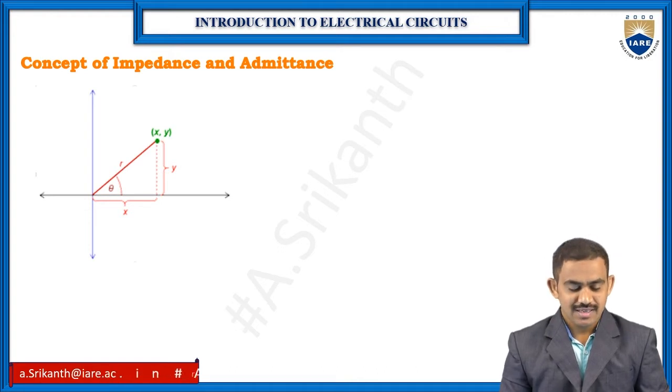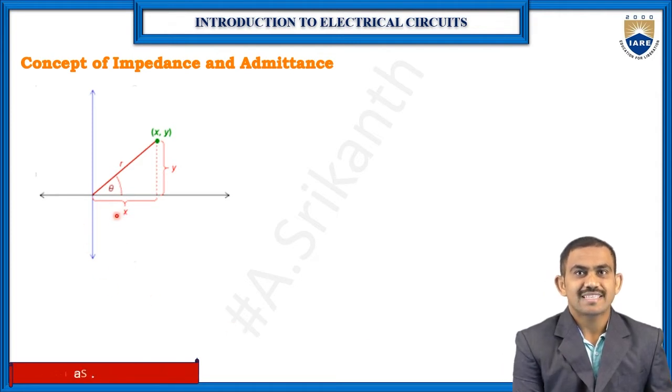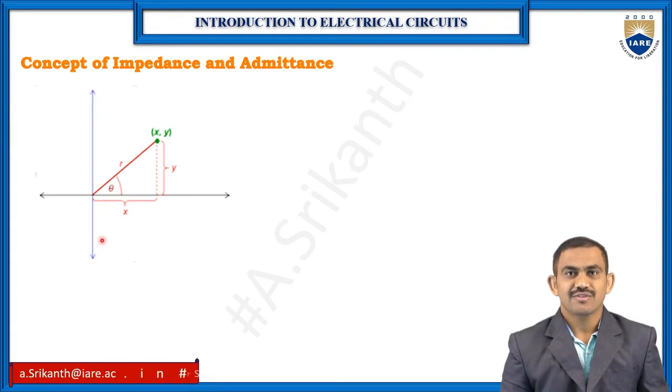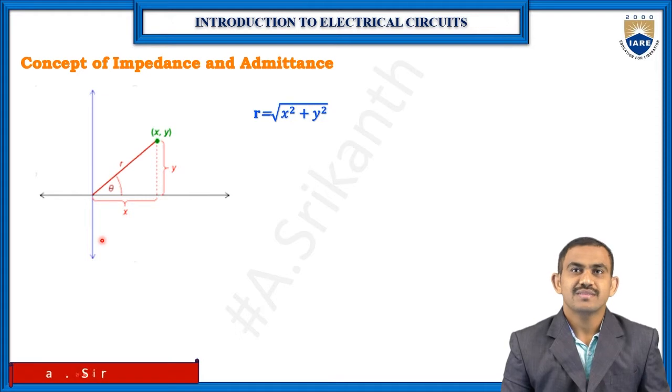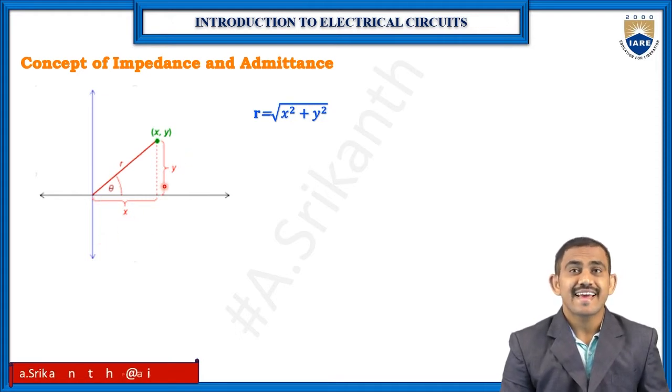Just observe this triangle. From this triangle, can you write the R value? So this is the X value we have, the Y value we have. Can you write the R value? Yes, we can write the R value. R equals root of X square plus Y square. Can you write the X and Y values? Yes, we can write the X and Y values.